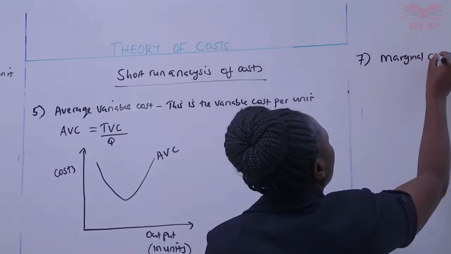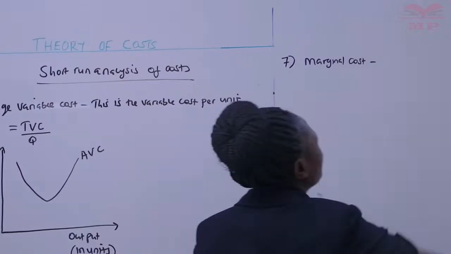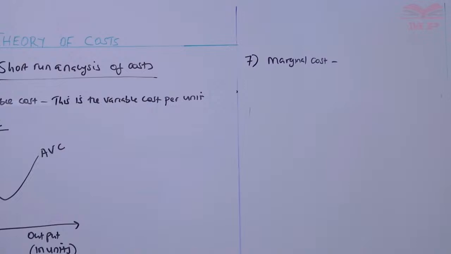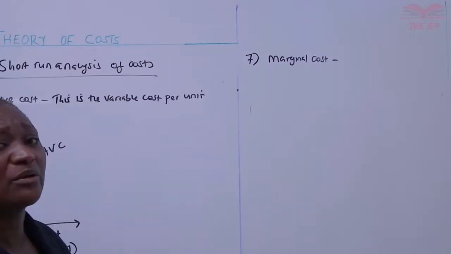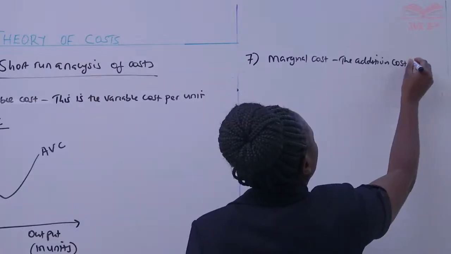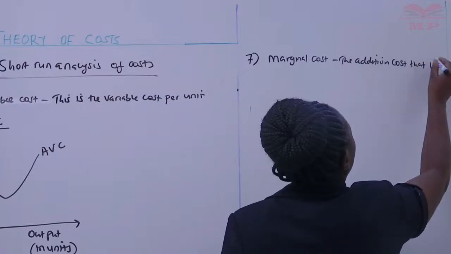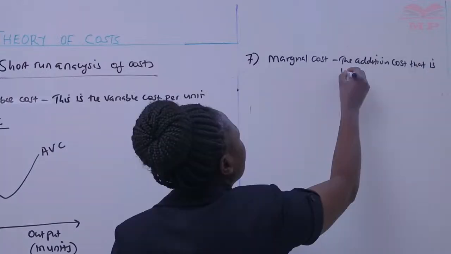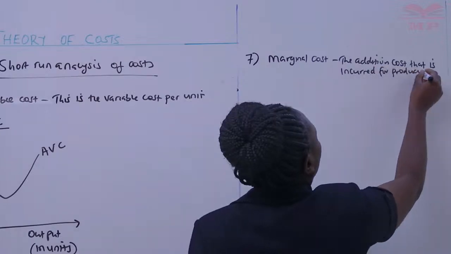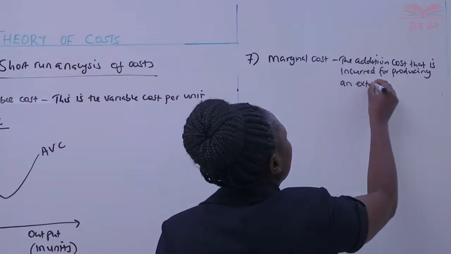Marginal cost. So a marginal cost is an additional cost that arises, or it is a cost that is increasing the total cost just because of an extra unit that is produced. So the cost that is incurred for producing an extra unit.